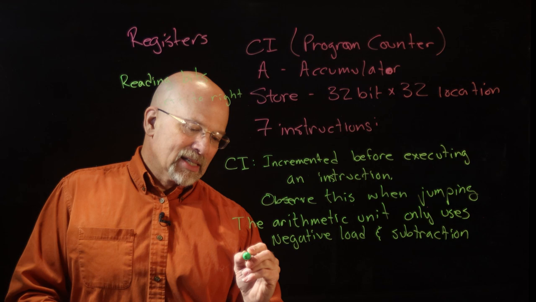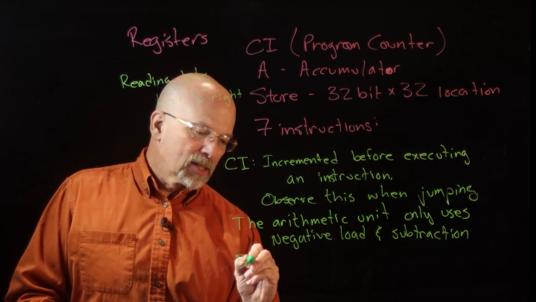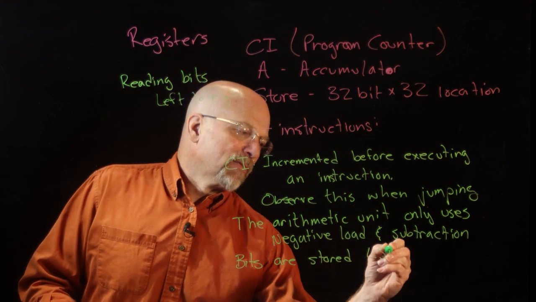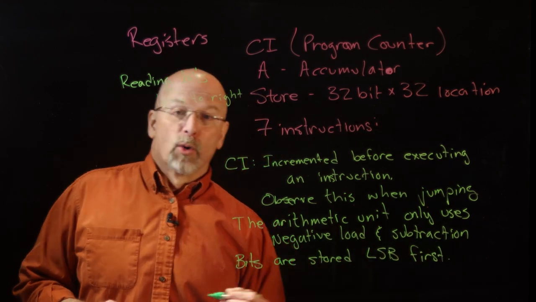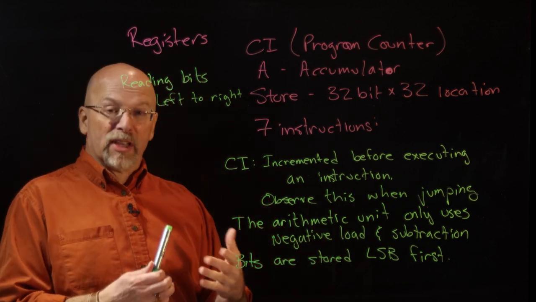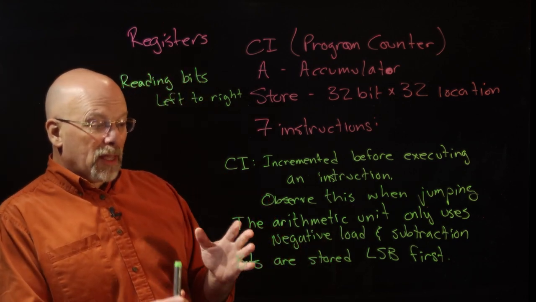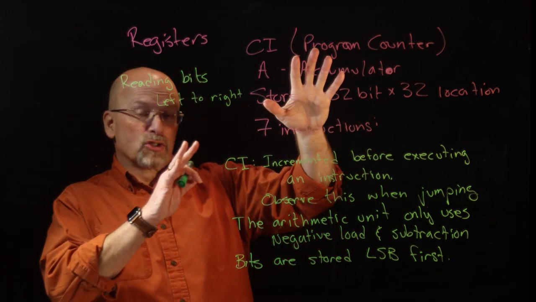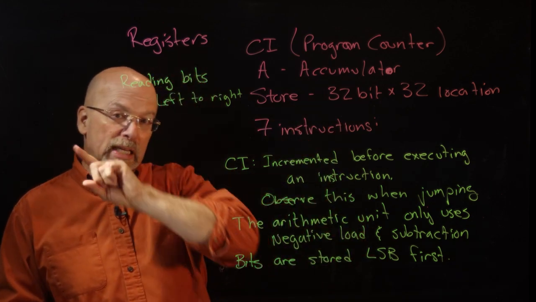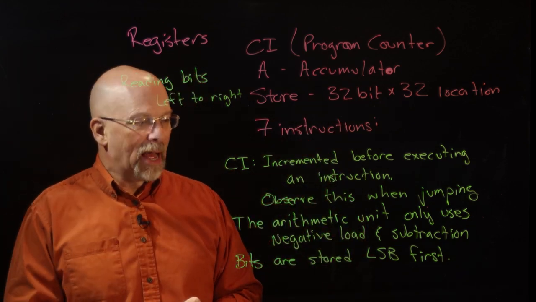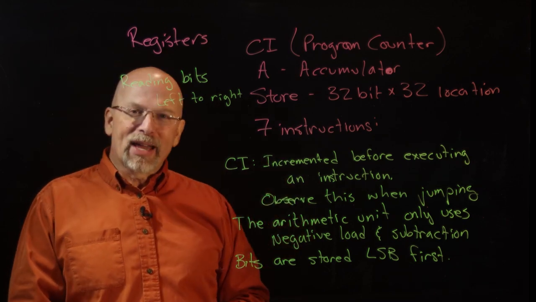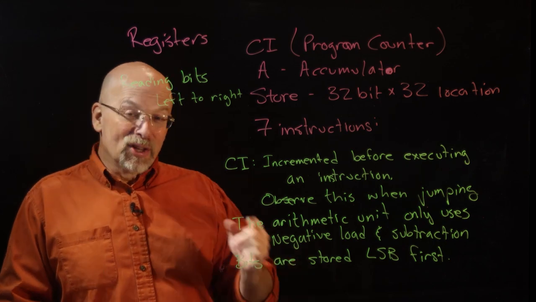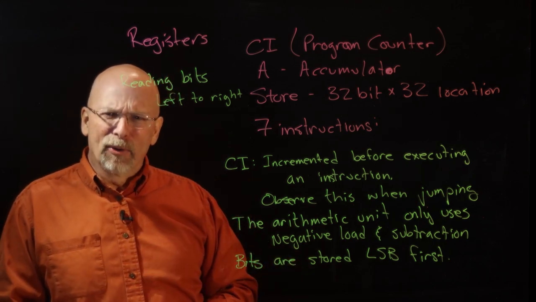And then the last thing is to remember that the bits are stored least significant bit first. In other words, the leftmost bit is the least significant bit. That's true for my instructions, my addresses, and my values. Everything is stored with the least significant bit on the leftmost side. All right. Now that we've got a little bit of an idea of exactly how our code is being executed on this machine, let's go ahead and write some programs.